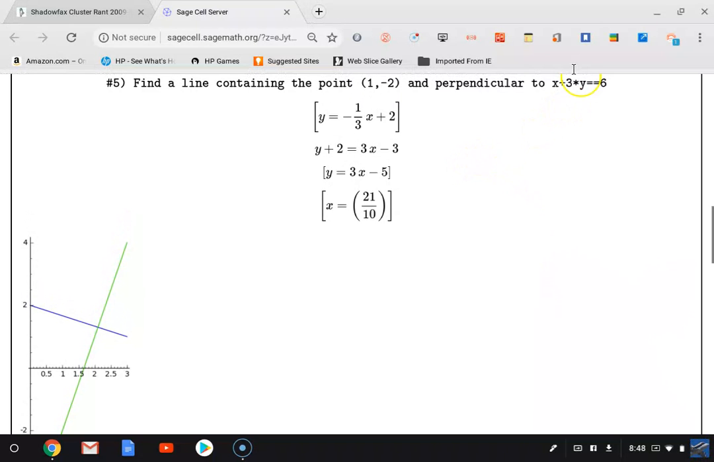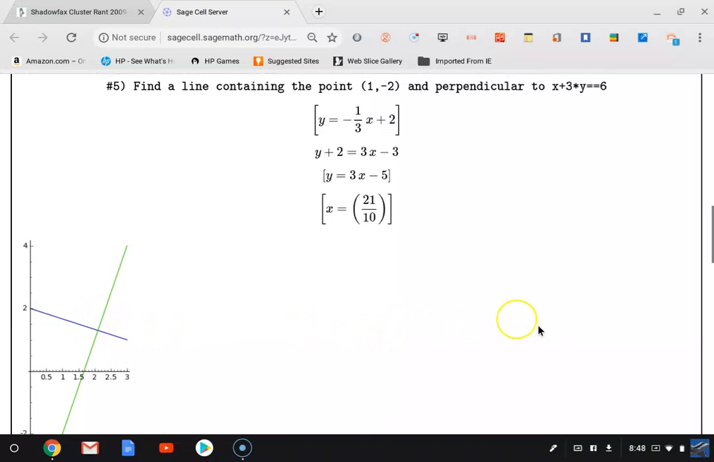Okay, there you go. So that's this line in mx plus b form, so we got the slope. Then this perpendicular line would have a slope of 3 through the point (1, negative 2). Looks like that. Graph this, they intersect here, and it looks like that, at the point 2.1 for x and 1.3 for y.